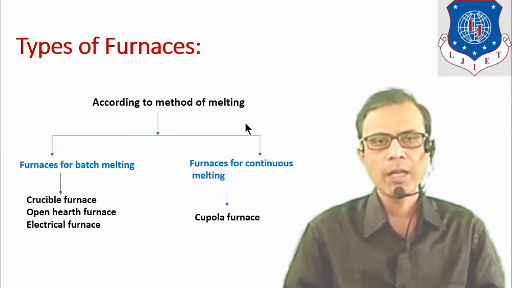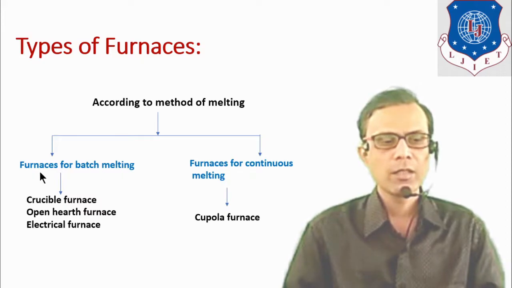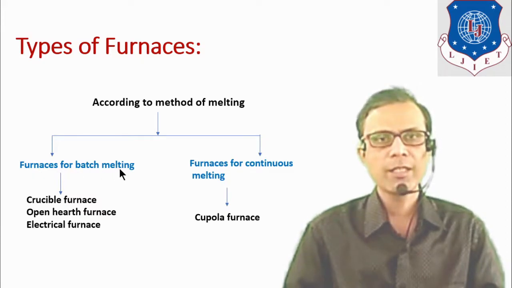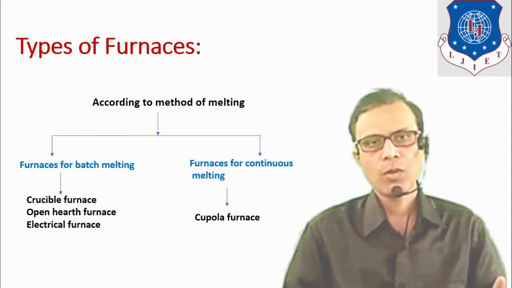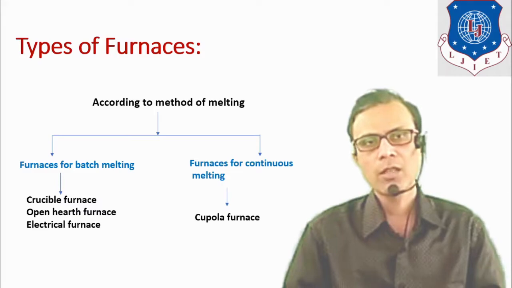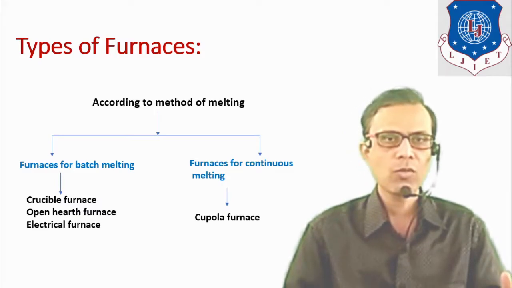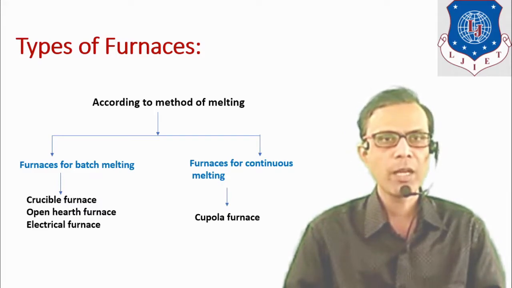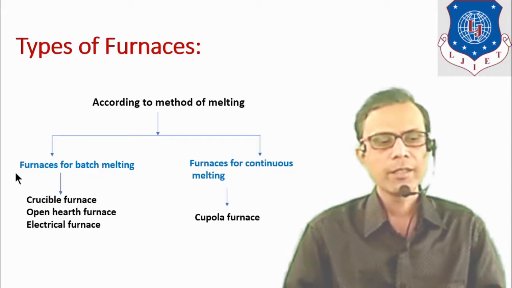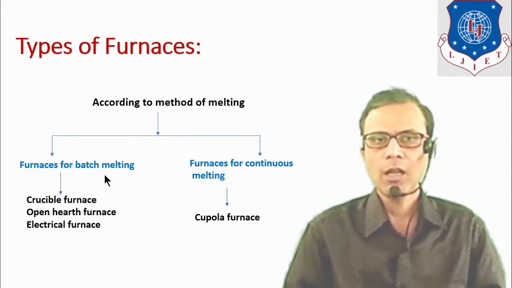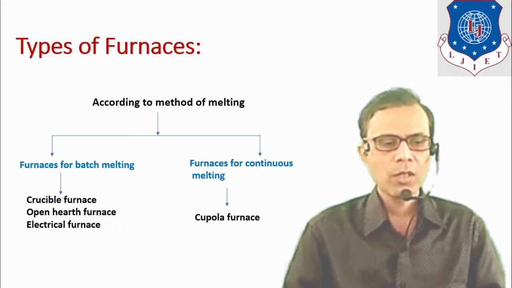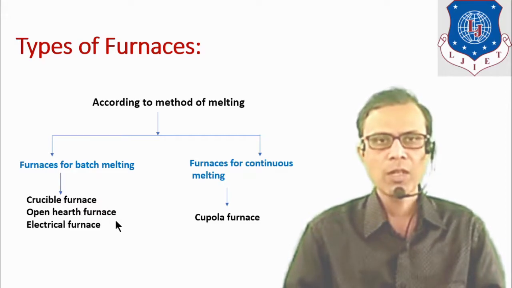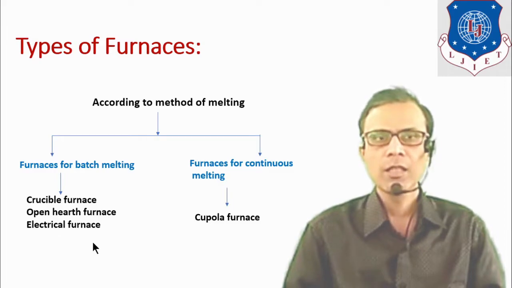According to the method of melting, all furnaces can be broadly classified in two categories, that is furnaces for batch melting. This type of furnace is used for melting a small quantity of metal. So if a variety of metals require melting in small quantity, then this type of furnace is used. It includes crucible furnace, open hearth furnace and electrical furnace.